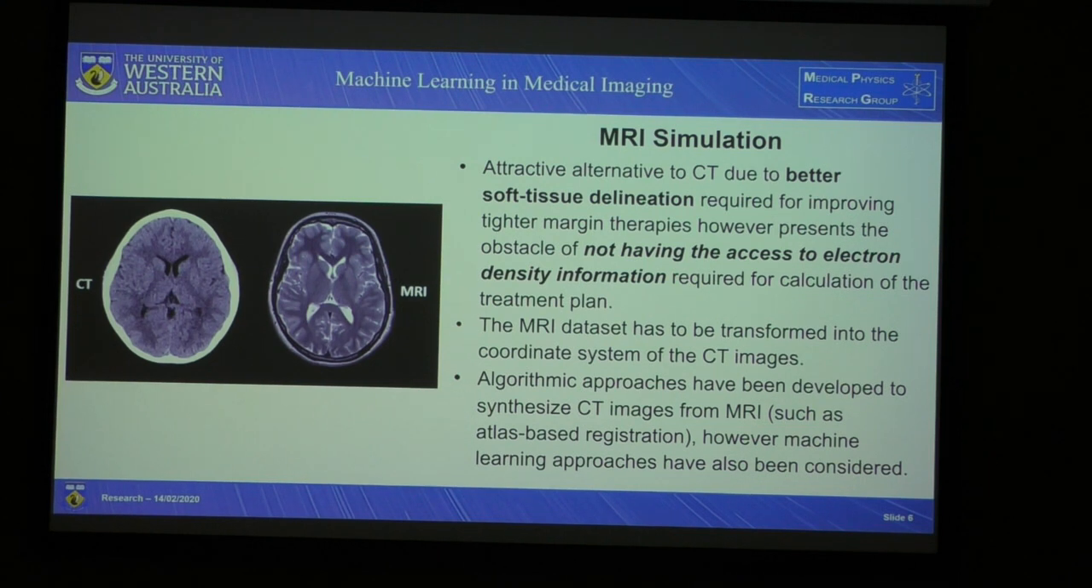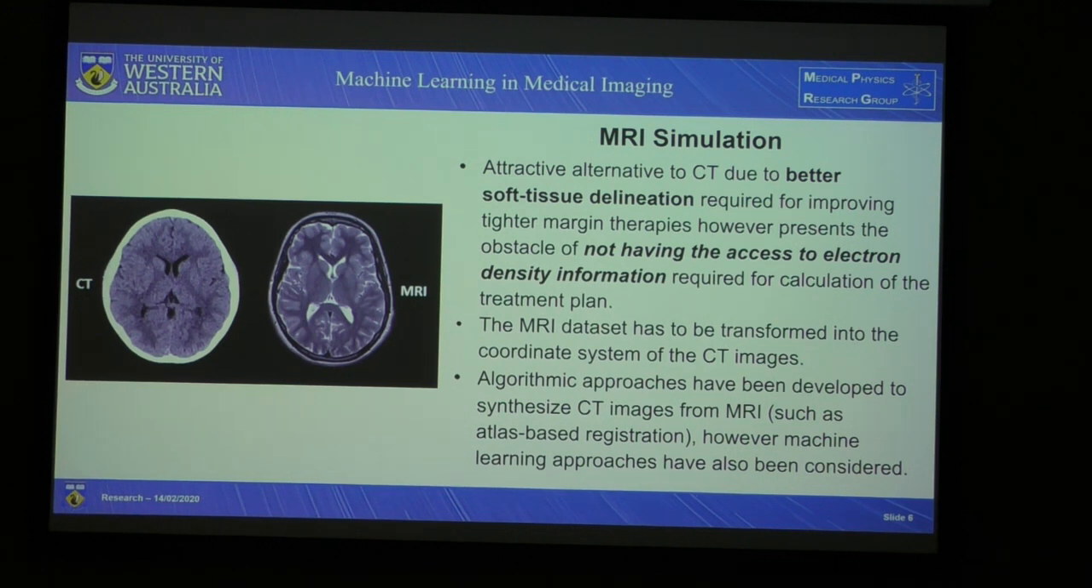Another attractive alternative to CT is due to its better soft tissue delineation, which is required for the improving tighter margin therapies used in today's fields. So, however, it presents the obstacle of not having access to electron density information, which is required for the calculation of the treatment plan, as we use electron density to model radiation attenuation through human tissue.